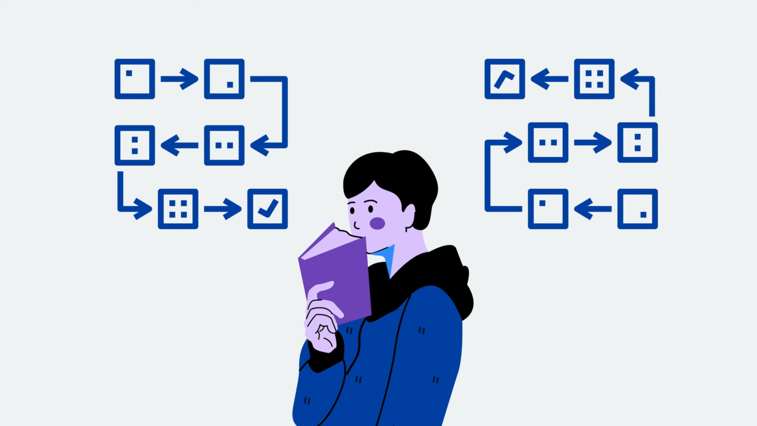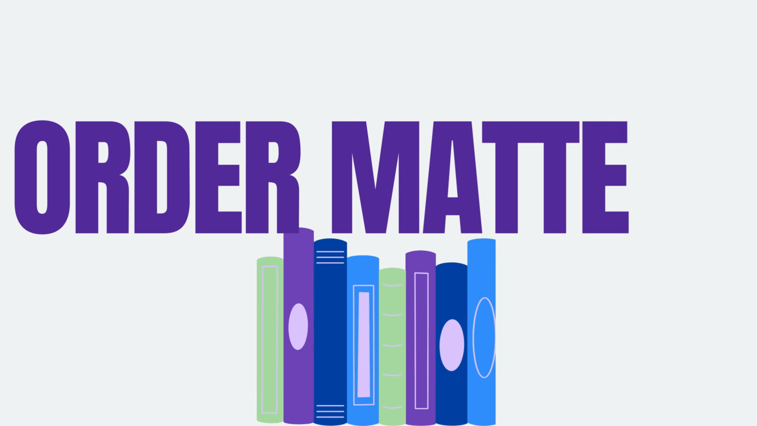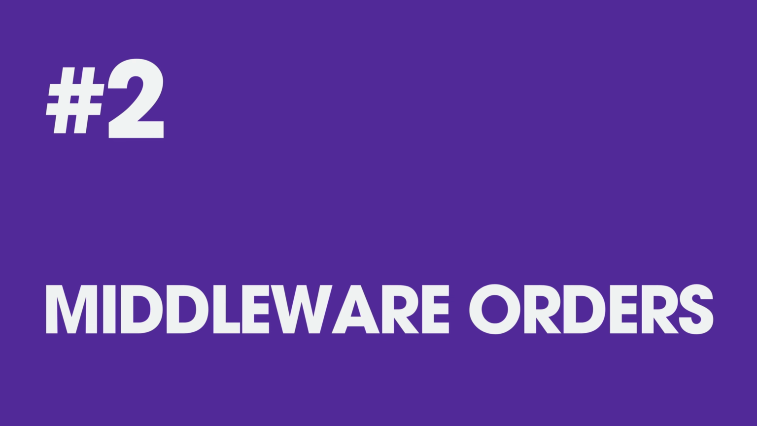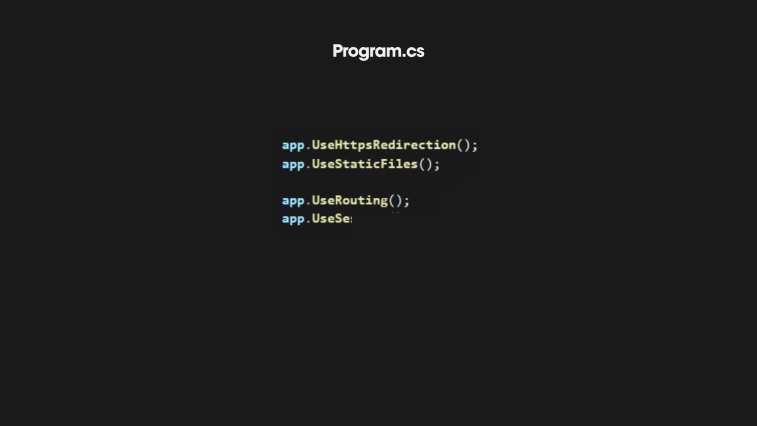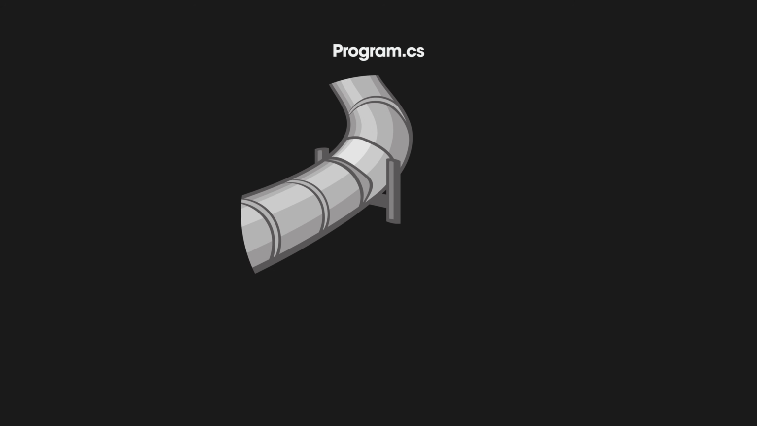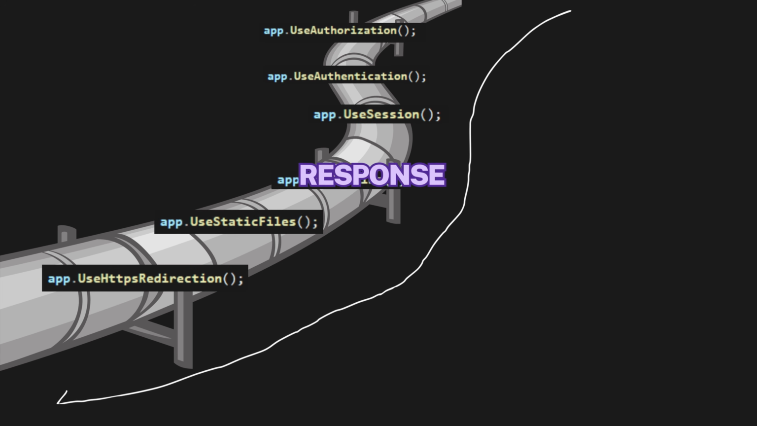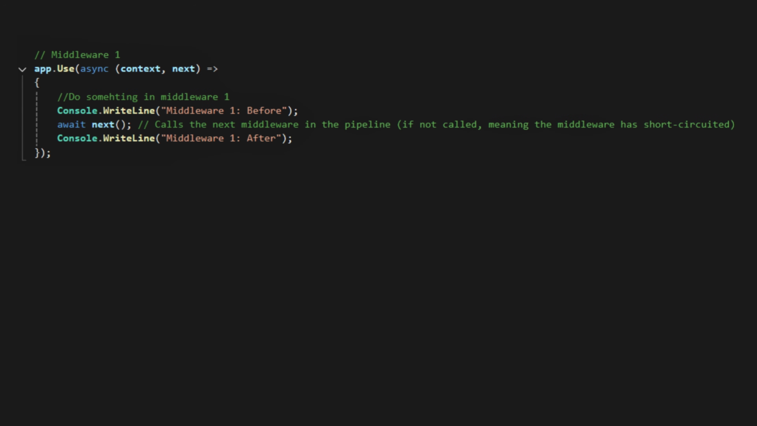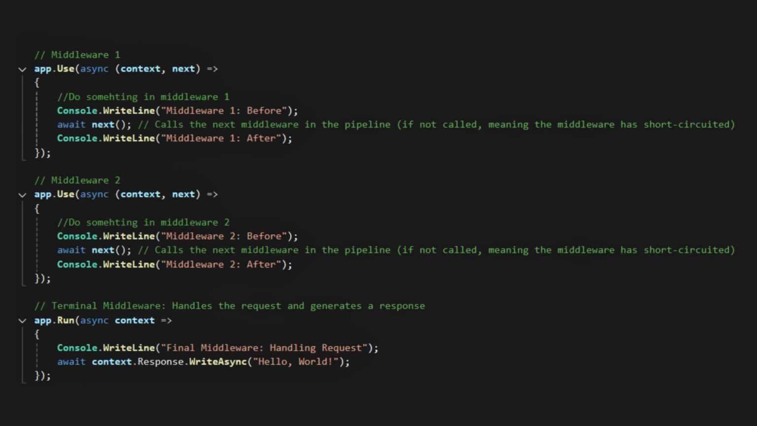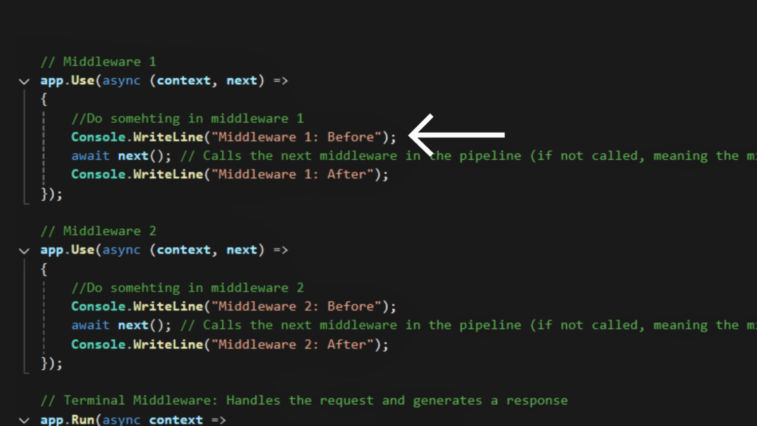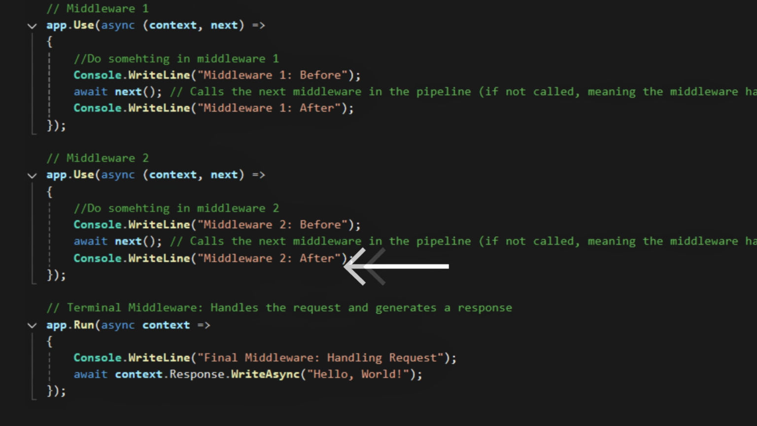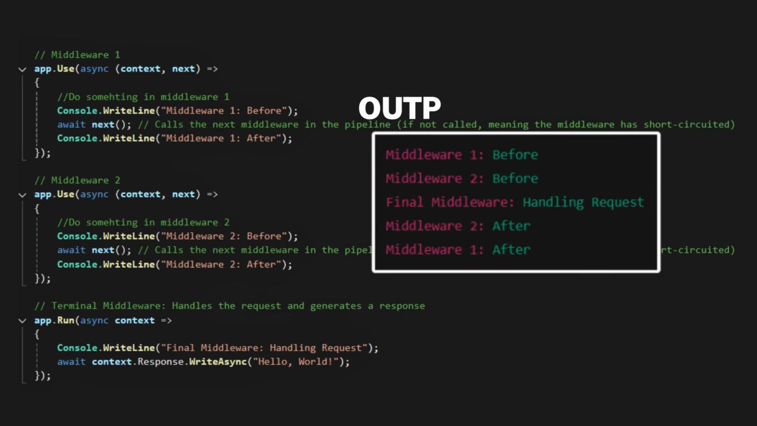Now, here's something important to keep in mind. Middleware order matters. Middleware runs in the order it is added in program.cs. Think of it like a pipeline. Requests flow down through the middleware in the order they are registered, and responses flow back up in reverse order. So in this code example, considering the request flows down and the response flows back up in reverse order, the console output will be like this.